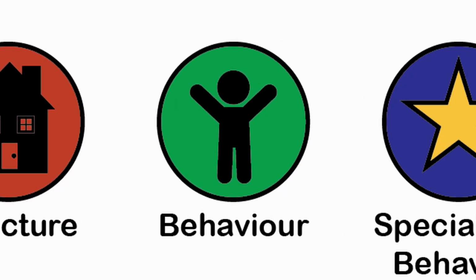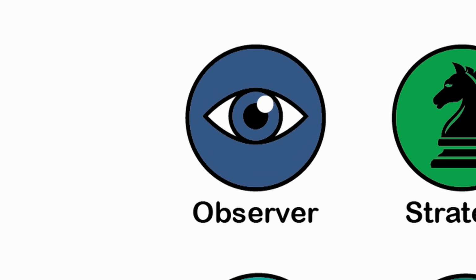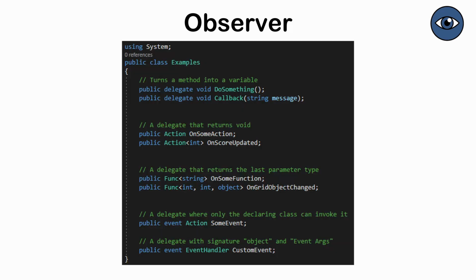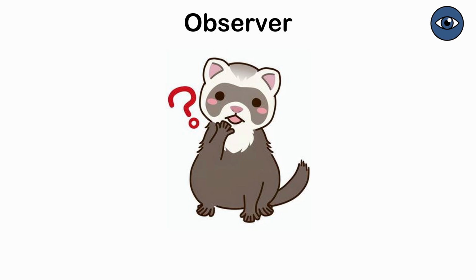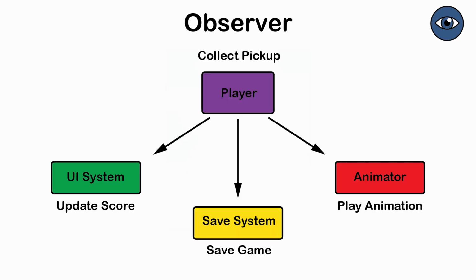Behavioral patterns. These patterns help govern the interaction between objects. The observer pattern defines a one-to-many dependency where, when one object changes state, all its dependents are notified. The two most common examples of this are delegates and events, though custom ones can also be created. The easiest way to think of an observer is, something happened, and now these are all the things I want to have happen whenever that action occurs.